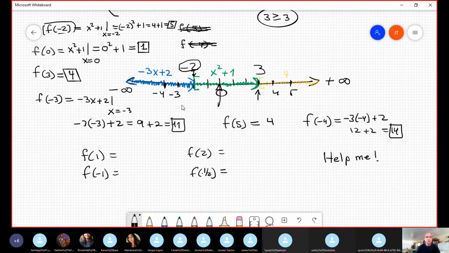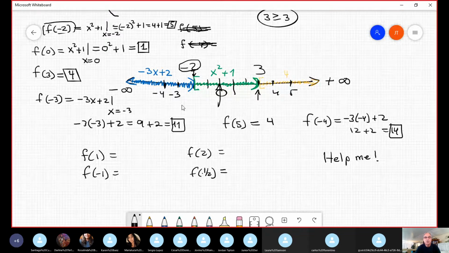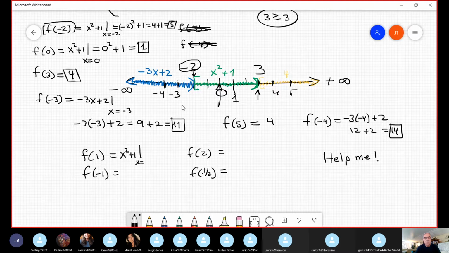And where's 1? Here. This is 0, this is 1, 2. 1 is here, and it belongs to the green part. So you select x squared plus 1 at x equal 1. 1 squared is 1, plus 1 is 2.